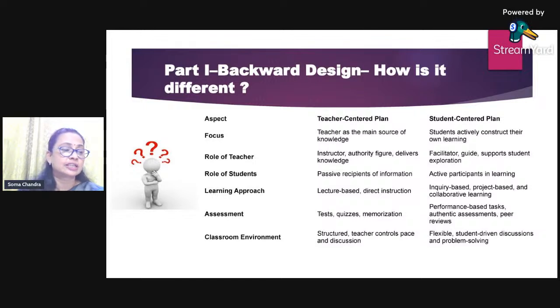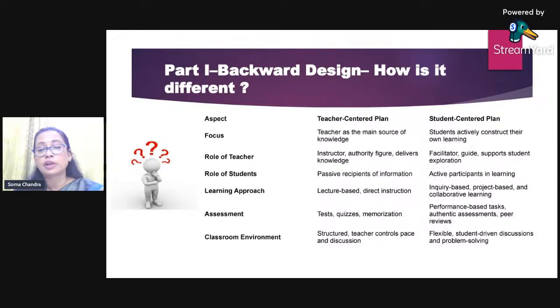If it is a teacher-centered plan, the focus is the teacher as the main source of knowledge. And if it is a student-centered plan, students actively construct their own learning. They are involved in the class. The role of a teacher, if it is a teacher-centered class, becomes instructor. But if it is a student-centered plan, we become facilitators. We provide them information. We help them to understand. So the role of a teacher in a student-centered plan becomes a facilitator. They guide, they support the students.